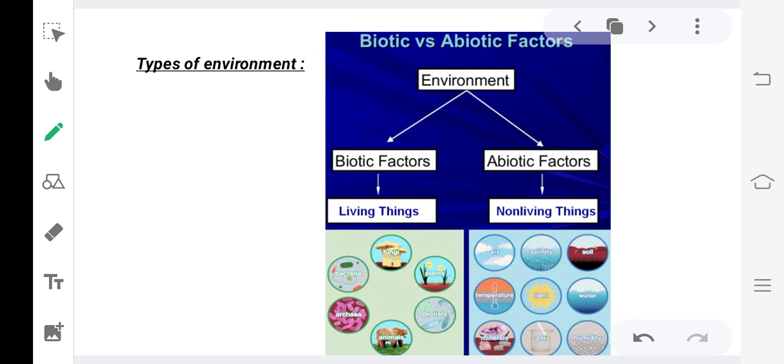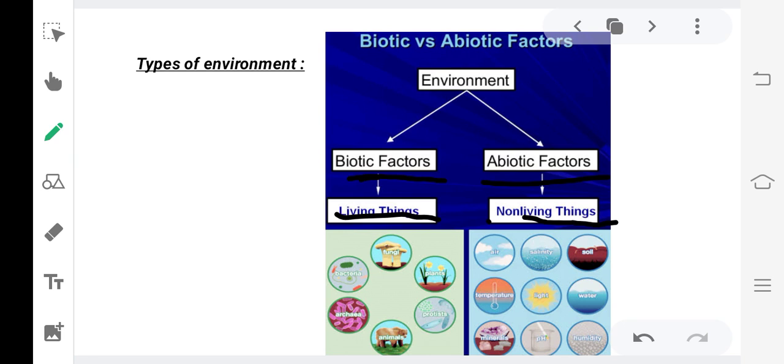Next, types of environment. So basically we can divide our environment into two parts: biotic factors and abiotic factors. The world of living things is called biotic. And the world of non-living things is called abiotic. Clear?